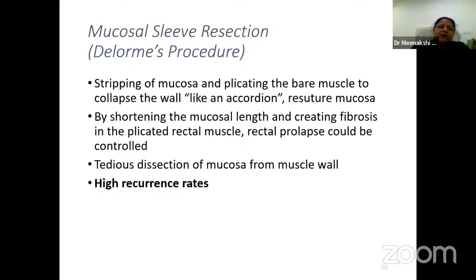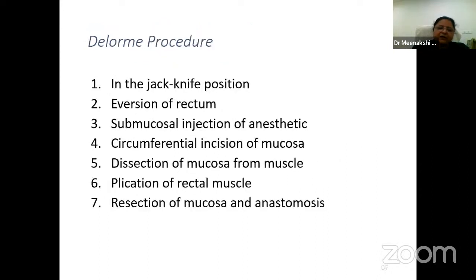That is also known as Delorme's procedure. So what is done in this? There is a stripping of the mucosa and plicating the bare muscle to collapse the wall like an accordion and resuture the mucosa. Okay, by shortening the mucosal length and creating fibrosis in the plicated rectal muscle, the rectal prolapse could be controlled. Okay, but it has a very high recurrence rate.